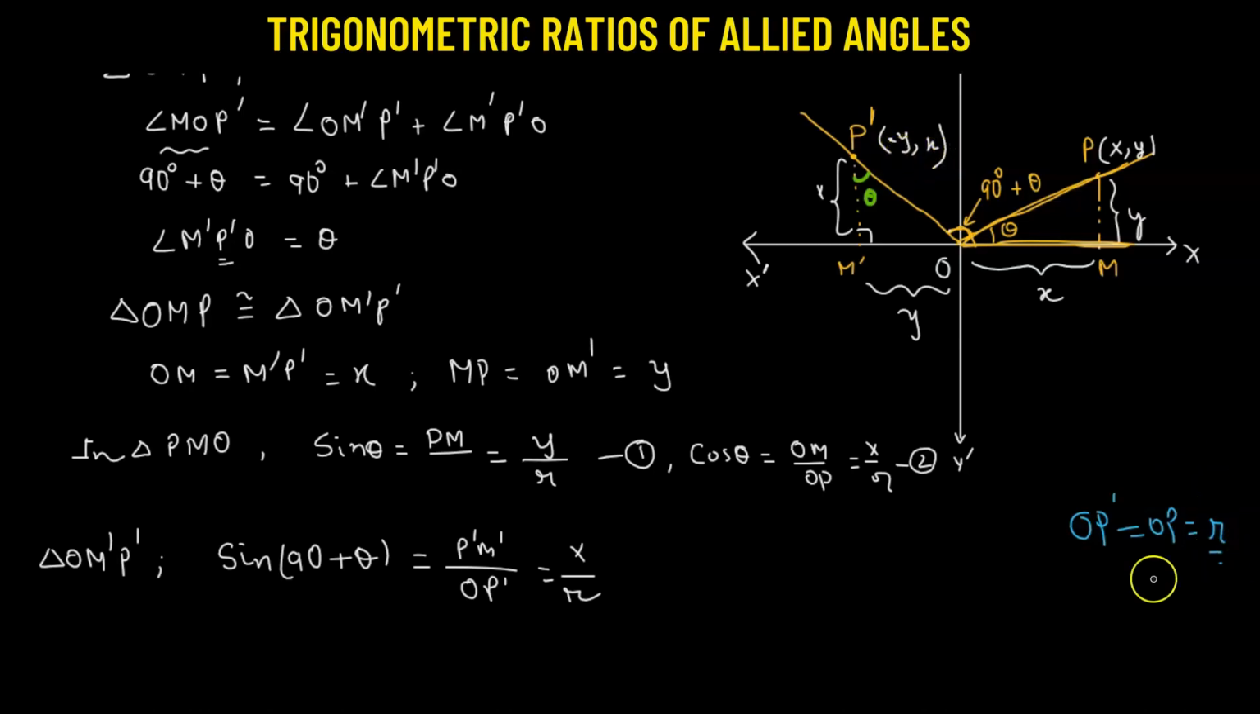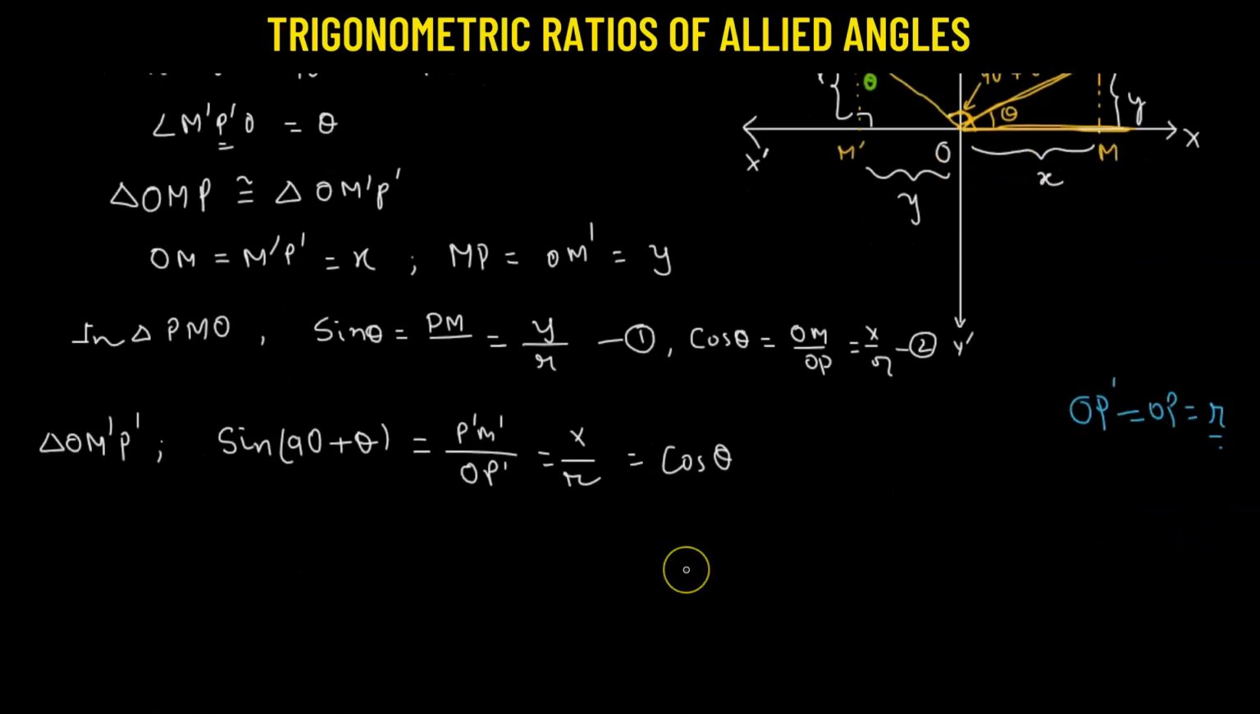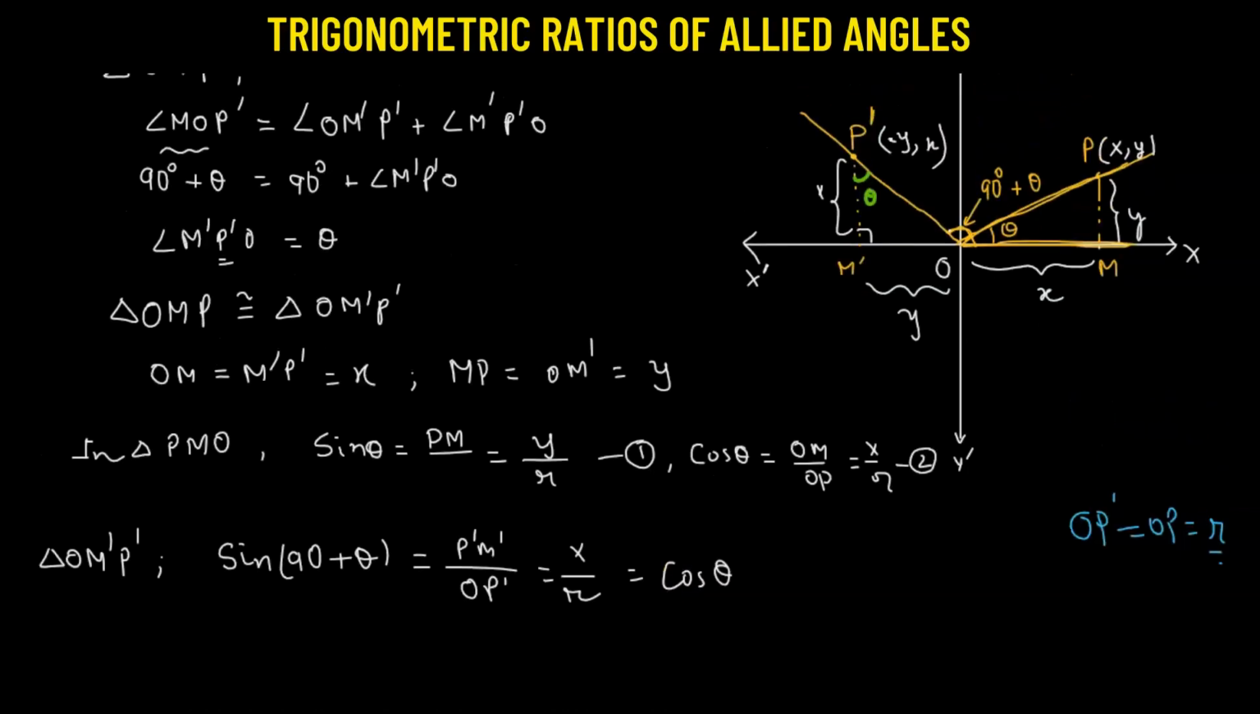So that will be equivalent to r. So this is x over r, and we have defined x over r as cosine theta. So this will be cosine theta. So we obtained sine of 90 plus theta is cosine theta. Now we have to define cosine of 90 plus theta.